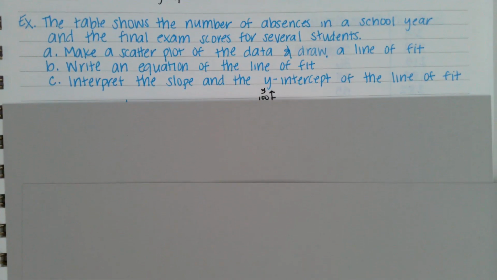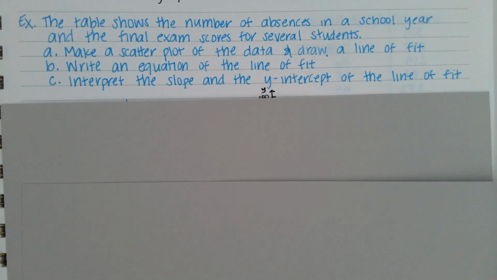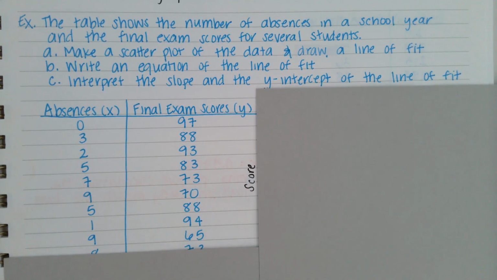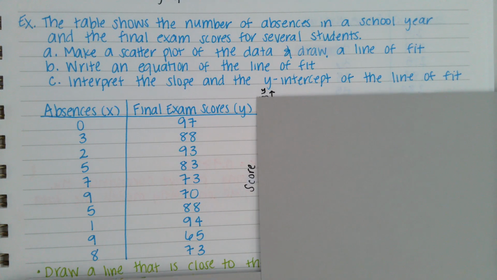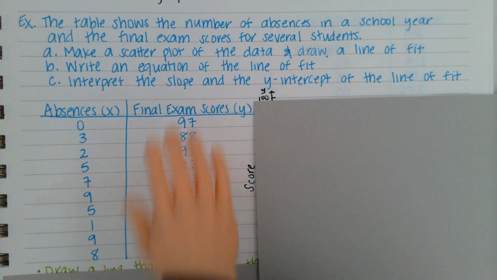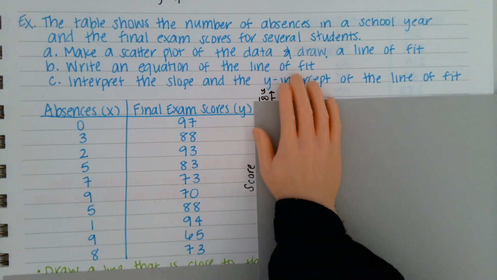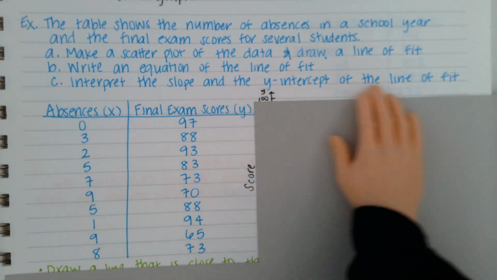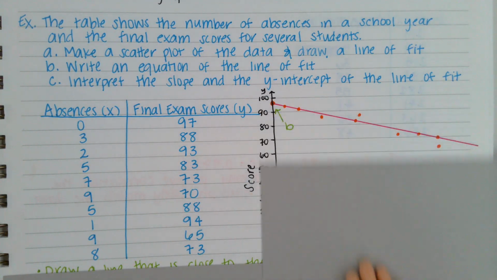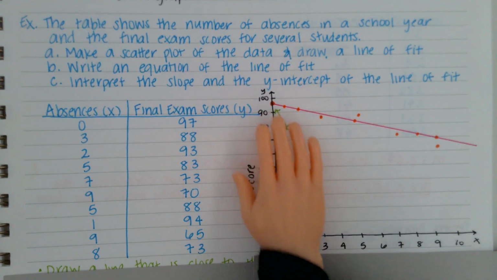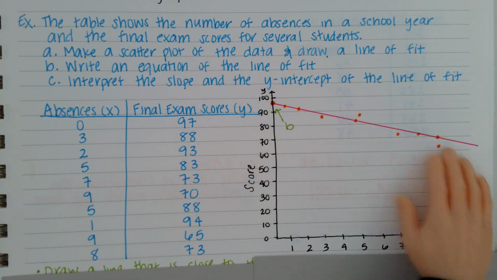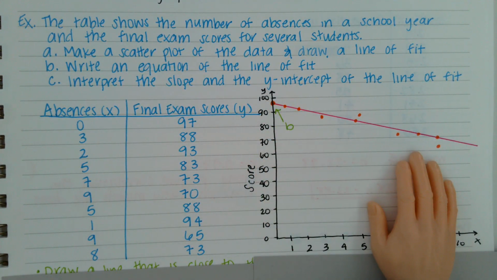And here we have the table shows the number of absences in a school year and the final exam scores for several students. We are going to make the scatter plot, and then from there we're going to write an equation of the line of fit and interpret the slope and the y-intercept of the fit. So I have all of this data, and when I plot it here, you can see that all these little orange dots, they kind of have a trend of a negative linear relationship.